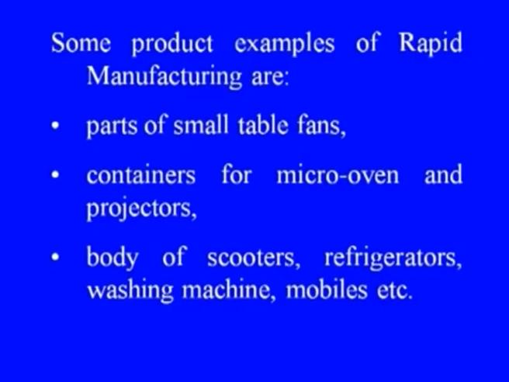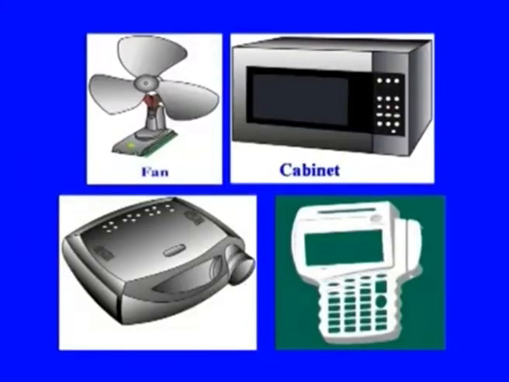Some product examples of rapid manufacturing can be listed like this: parts of small table fans, containers for microwave ovens and projectors, body of scooters, refrigerators, washing machines, mobiles, etc. These are some of the products that can be produced. Some parts of these can be produced very effectively and economically by applying these rapid prototyping technologies.